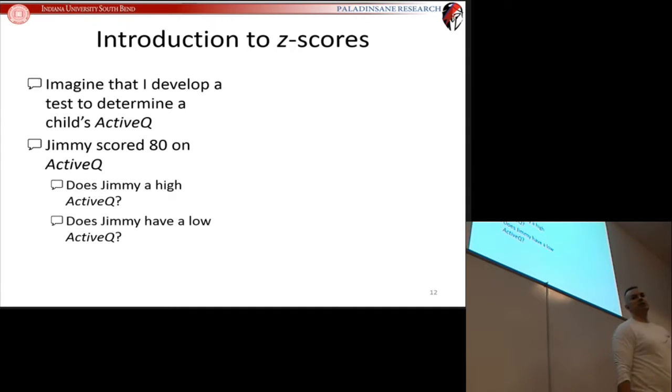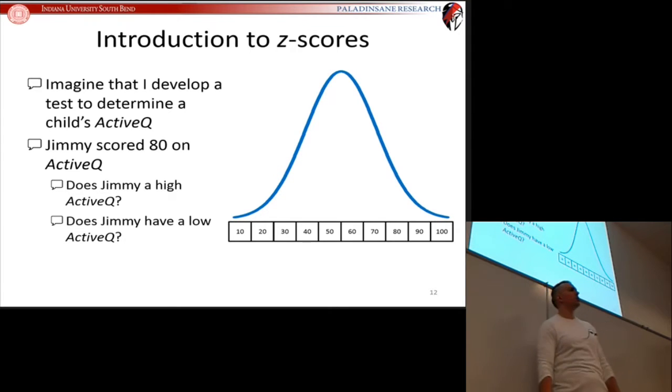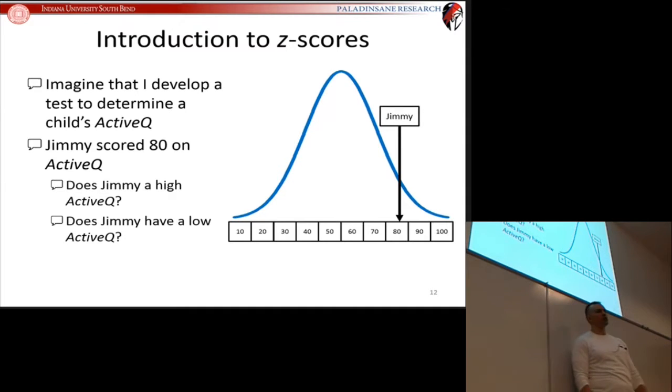We need to be able to say, well, in the population, this is the range of scores that people get on the active Q. They score from 10 all the way up to 100. There's the distribution of active Q scores in this population. And once you have that context, then you can say, well, that's where Jimmy is. And as we can see, Jimmy is above average, right?